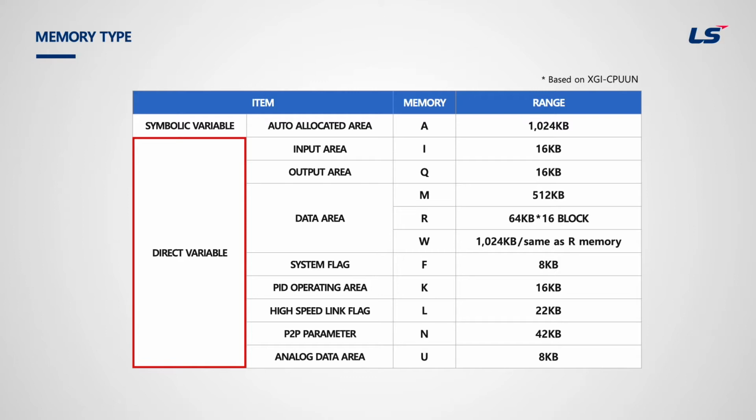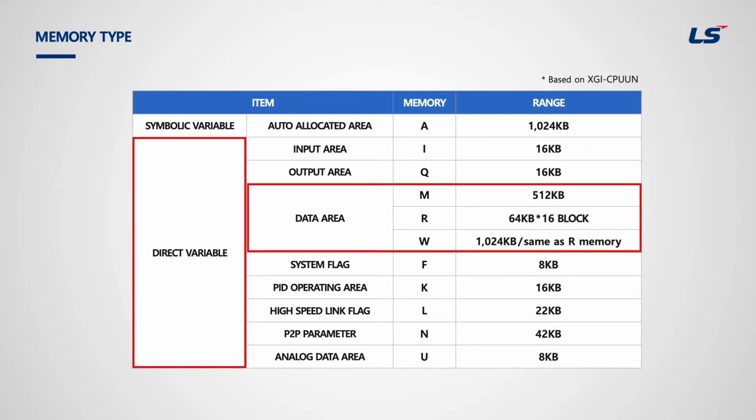XGK uses P for both input and output area, where XGI separates input and output area using I and Q as identifiers. M, R, and W are internal data areas used for programming. M is general internal data memory, where R and W are retain memory area. It is to retain the data even when the PLC is powered off. The difference between R and W is that R is used with blocks, where W is used as a whole.